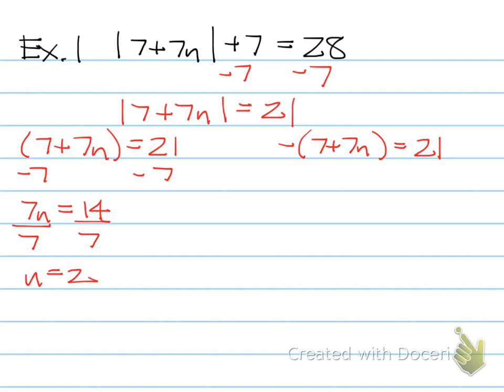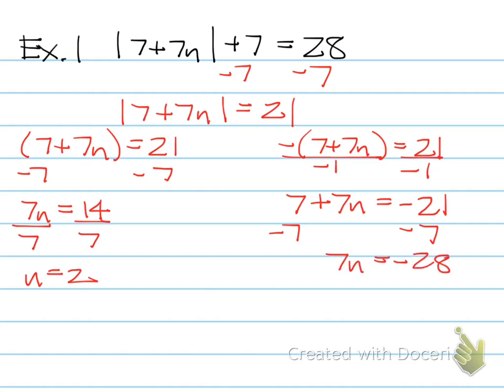Now when we solve the equation on the right side, what I usually do is I go ahead and get rid of the negative first by dividing both sides by negative 1. When I do that, I'll get 7 plus 7n equals negative 21. Subtract 7 from both sides, get 7n equals negative 28. Divide both sides by 7. N equals negative 4. So my two solutions to this absolute value equation are n equals negative 4 and 2.